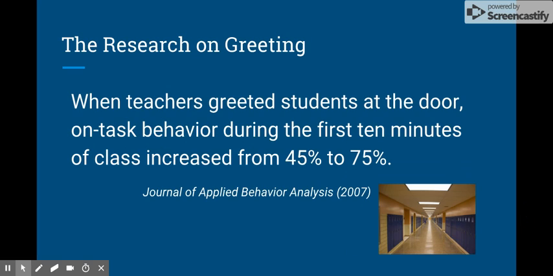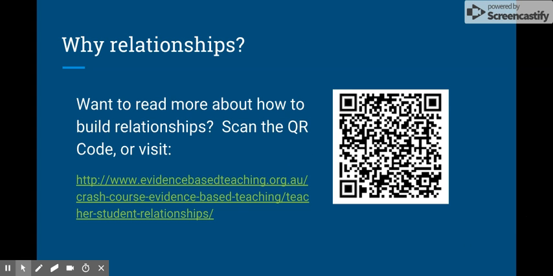Now, greeting your students at the door every day is not just good for monitoring the pods and making sure that kids move from class to class. Research has shown that when teachers greet students at the door, on-task behavior during the first 10 minutes of class increases from 45% to 75%. So greeting your students at the door not only creates that positive environment, but it actually gets your students more prepared for the learning that they are going to be doing in your classroom. If you want to read more about how to build relationships, you can scan the QR code or visit the website that is listed below.